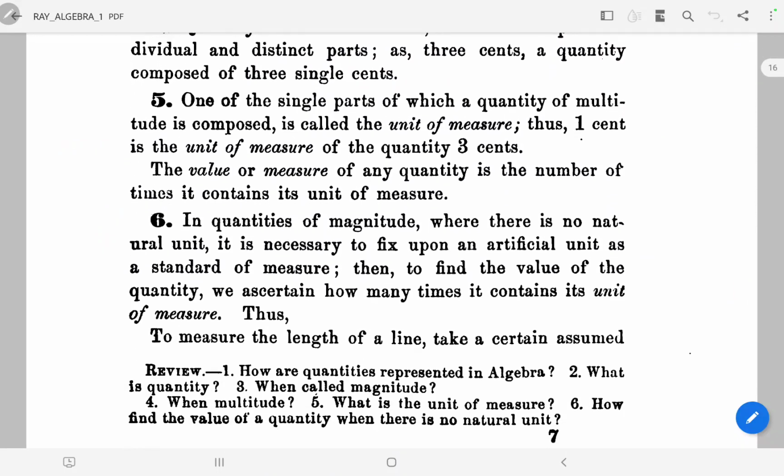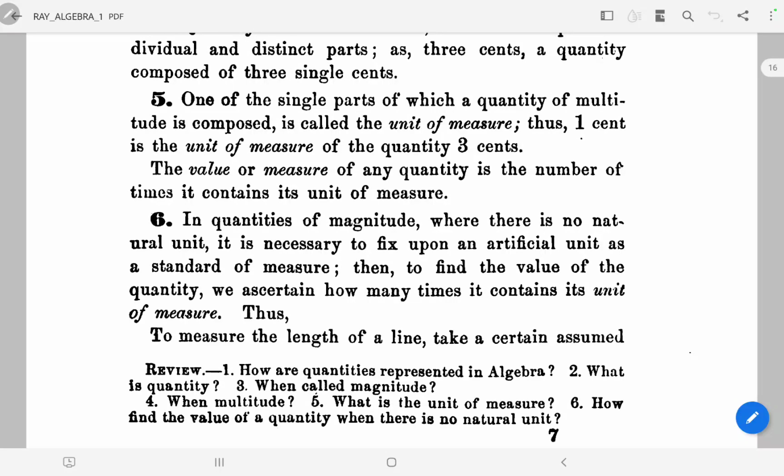Let's move on to Articles 5 and 6. Now, when we learn about quantities and the different kinds of quantities, we learn that they can increase or decrease. We may want to measure these quantities. And so the question arises, how can we measure these two different kinds of quantities? How can we measure a multitude? How do we measure a magnitude? And we have the answer to those questions in Articles 5 and 6.